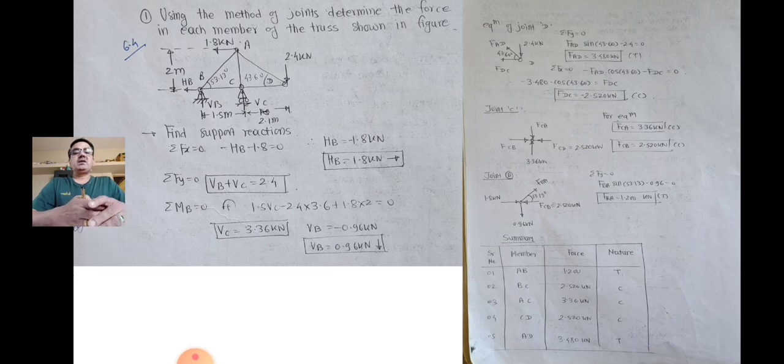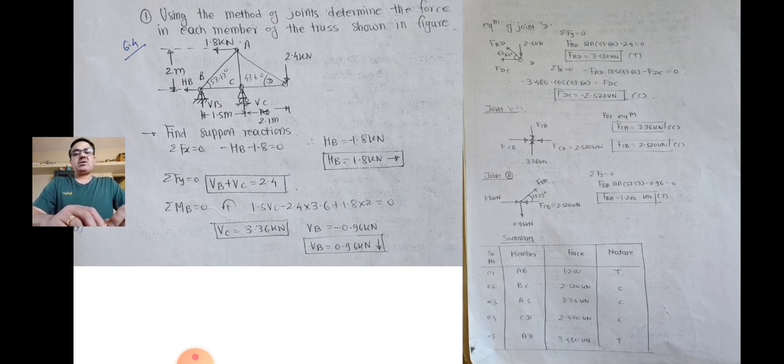And at joint D, only two members are there, so joint D carries two unknowns. So consider the free body diagram of joint D, which is shown on the right hand side of the screen. Draw the free body diagram of joint D. At joint D there are two unknowns, force in member AD and force in member CD.